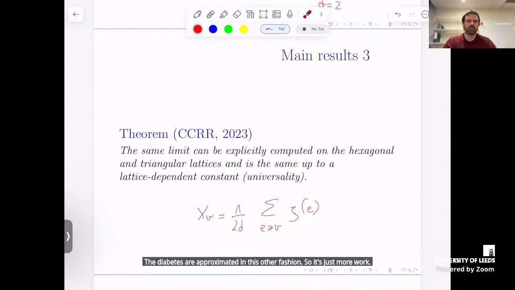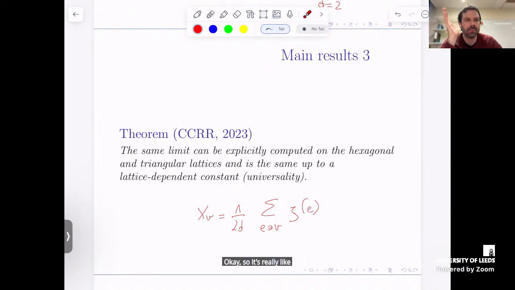Mm-hmm. If that answers the question. Yeah. Okay, so it's really this direction that plays a role for you then. In our computations, yeah, it does. Mm-hmm. Okay. Yeah. Thank you. So let me take one more question, Kalle.